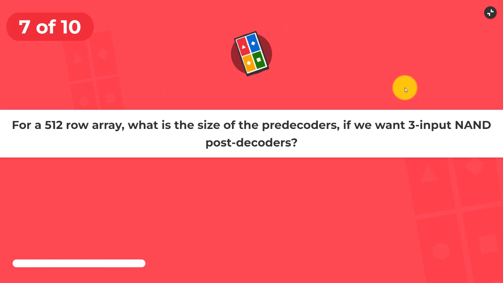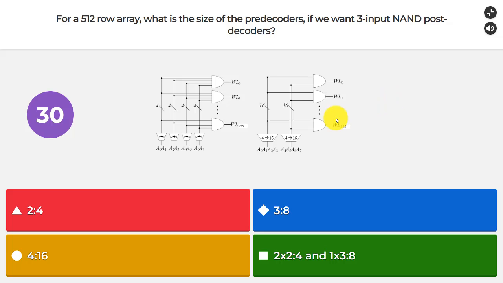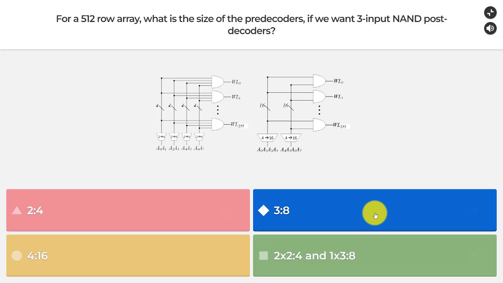Question number 7. For a 512 row array, what is the size of the predecoders if we want 3 input NAND post decoders? So, is it going to be 2 to 4 decoders, 3 to 8 decoders, 4 to 16 decoders, or 2 2 to 4 decoders and 1 3 to 8 decoder? I'll give you a few seconds to think about that. And the answer is going to be 3 to 8 decoders.